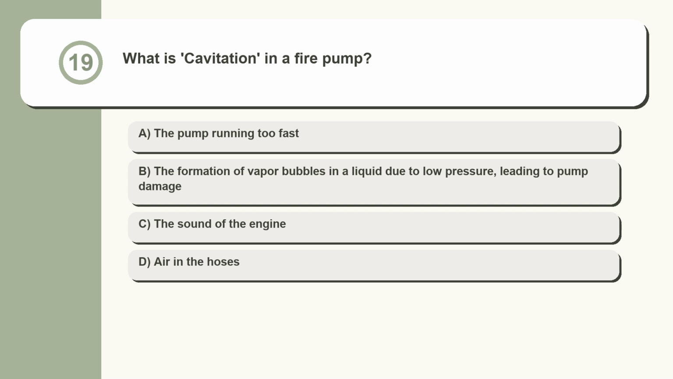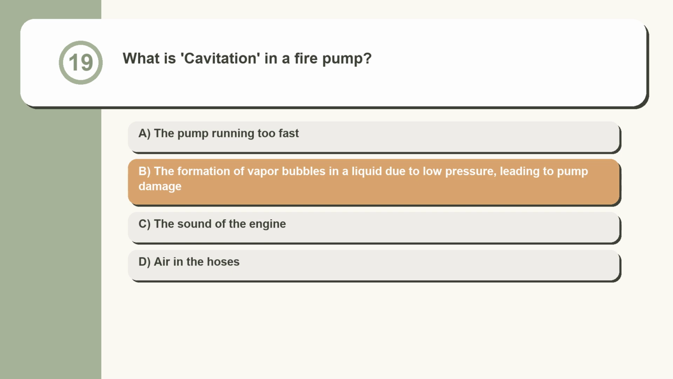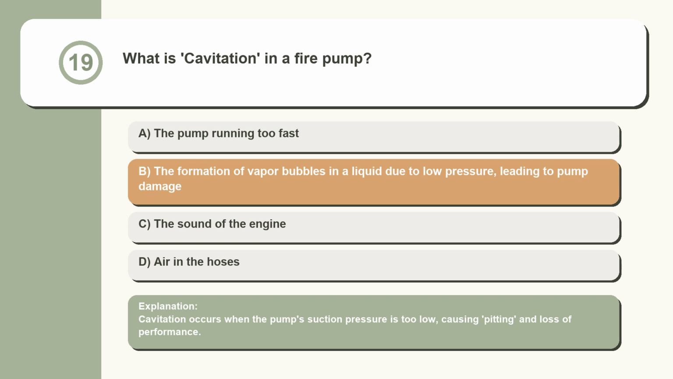Question 19. What is cavitation in a fire pump? The pump running too fast. The formation of vapor bubbles in a liquid due to low pressure, leading to pump damage. The sound of the engine. Air in the hoses. Cavitation occurs when the pump's suction pressure is too low, causing pitting and loss of performance.